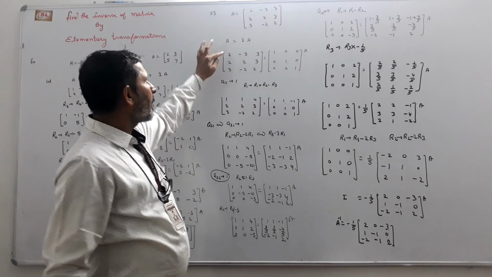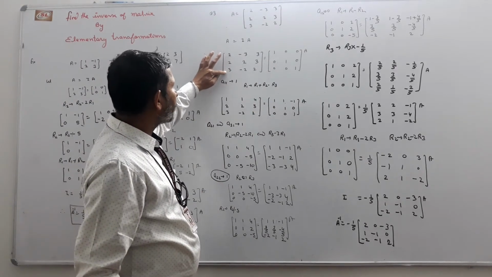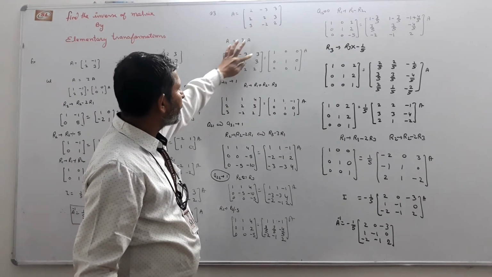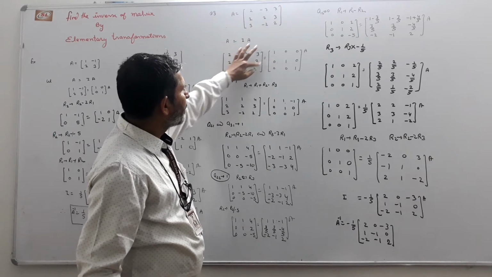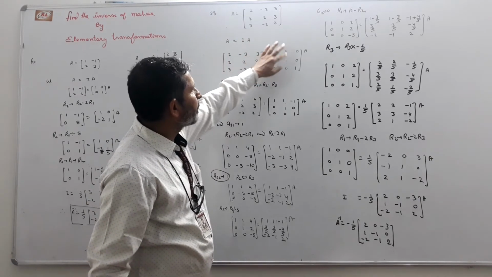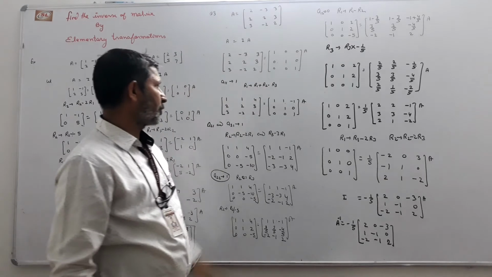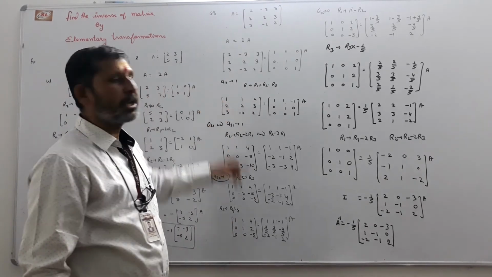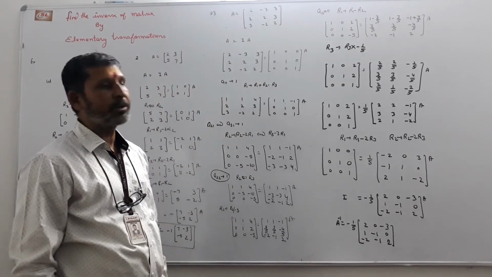In R1, R1 plus R2 minus R3. This operation is applied in the first row. So we check A11 becomes 1.